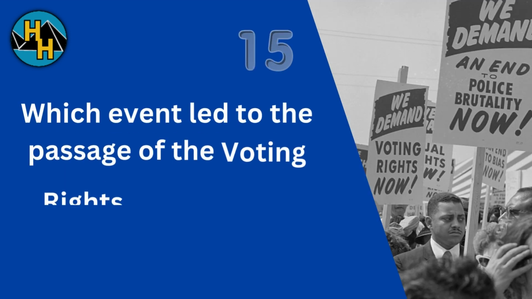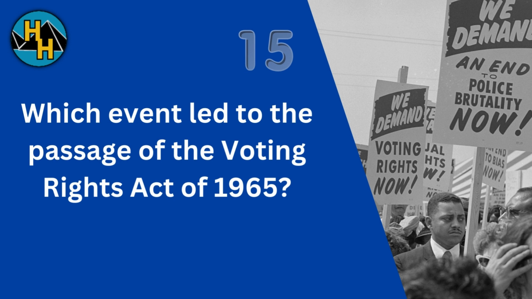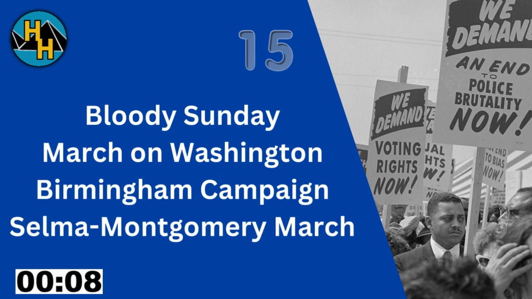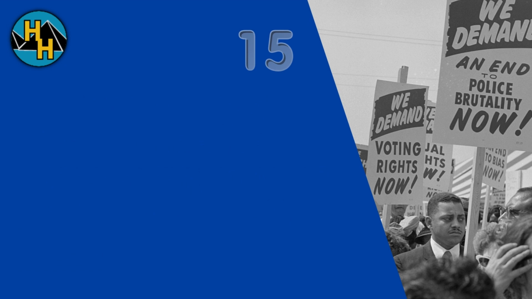Which event led to the passage of the Voting Rights Act of 1965? Was it Bloody Sunday, the March on Washington, the Birmingham Campaign, or the Selma-Montgomery March? Bloody Sunday led to the passage of the Voting Rights Act.